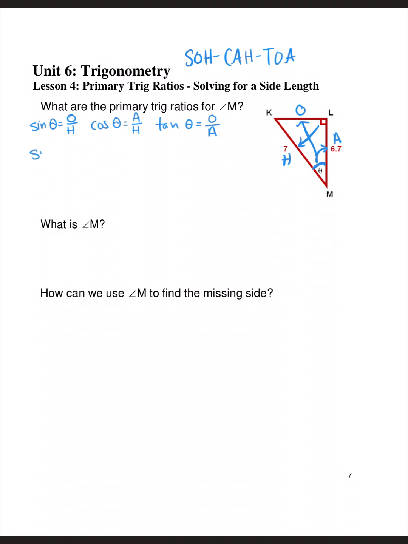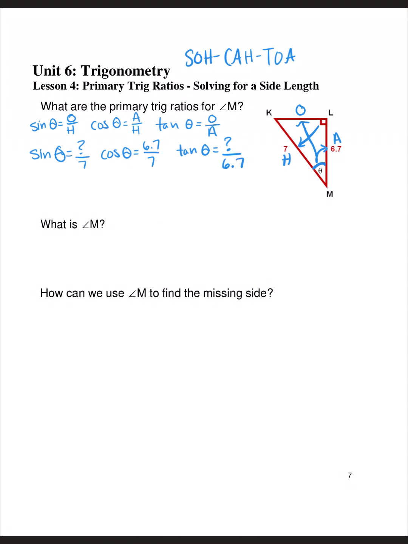So if we wanted to fill in some information with this, well, we could say the sine of theta is equal to our opposite side, which we don't know right now, so we'll just leave it as a question mark. But we do have our hypotenuse. Our hypotenuse is 7. For our cosine of theta, our adjacent side is 6.7, and our hypotenuse is 7. And then finally for the tangent of theta, that's going to be our opposite side, which again, we don't know, over our adjacent side, which is 6.7.